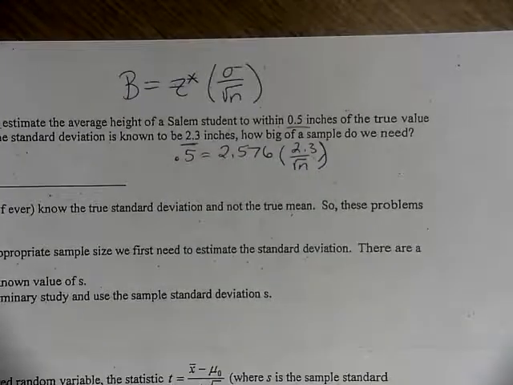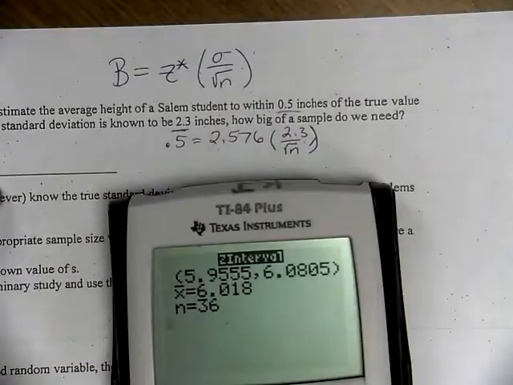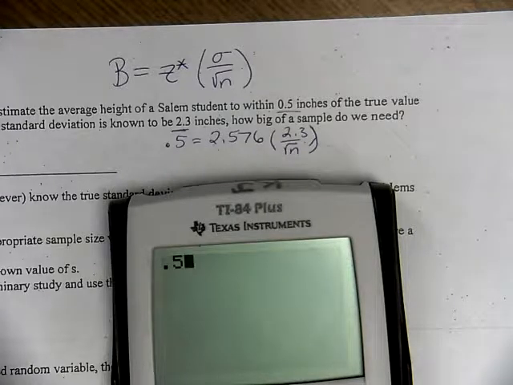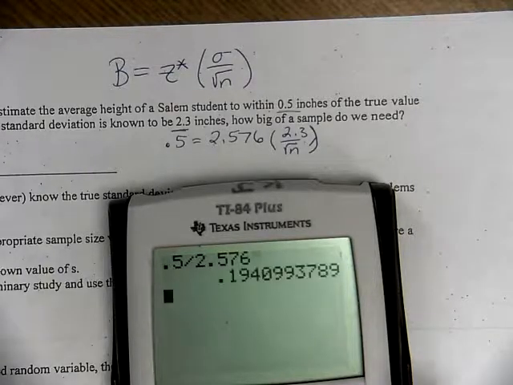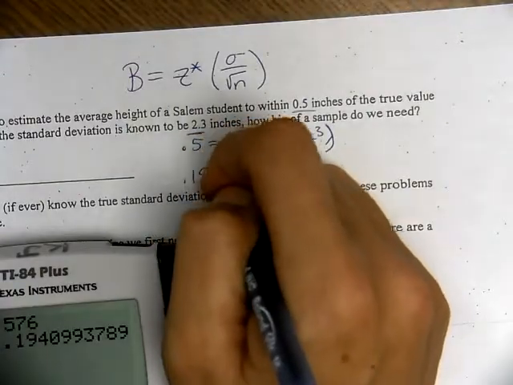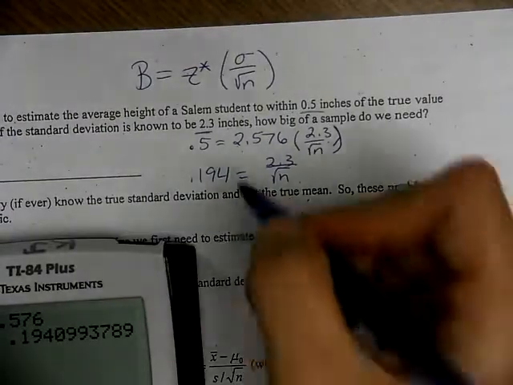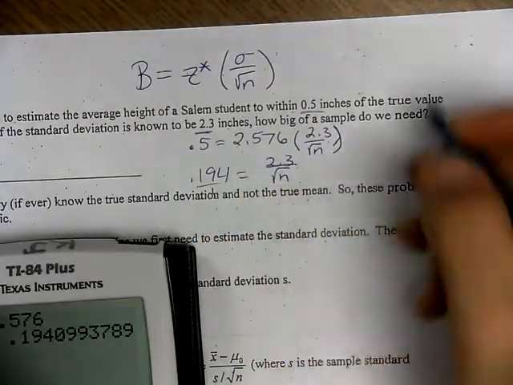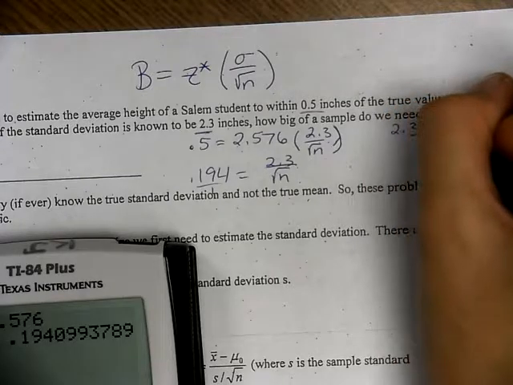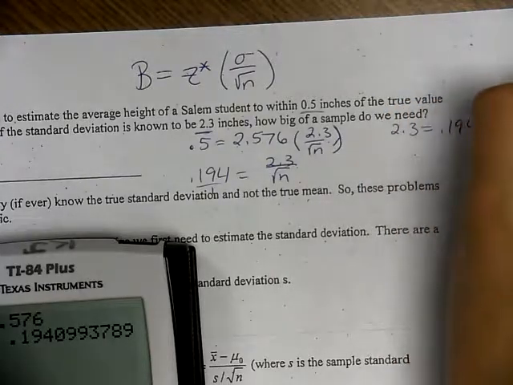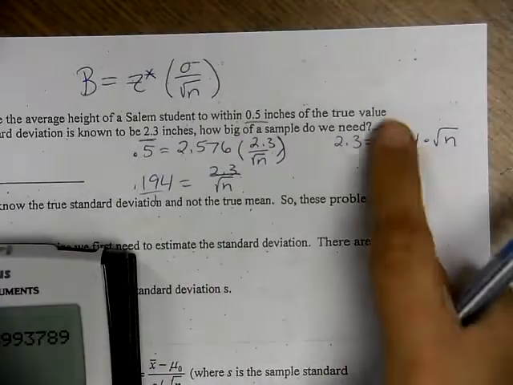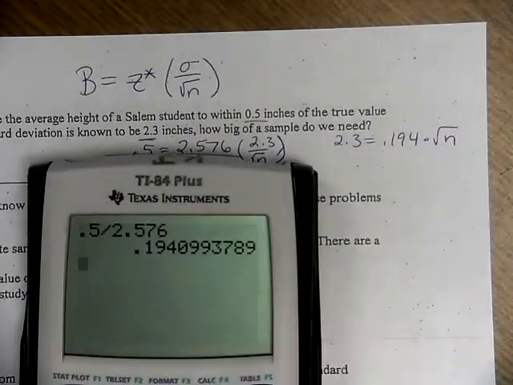Focus it more there. So first thing I'm going to do is divide. So 0.5 divided by 2.576. Oops. .194 equals 2.3 divided by the square root of n. Think about this as a proportion where you would cross multiply. You get 2.3 equals 0.194 times the square root of n. So I'm going to divide again. So I'm going to take 2.3 and I'm going to divide it by my answer here.